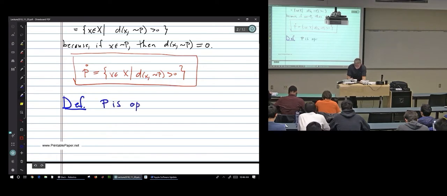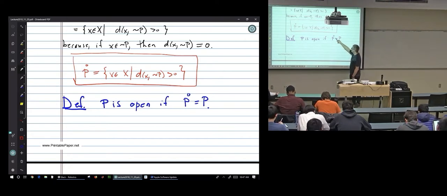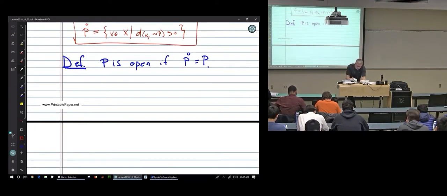P is open if its interior is equal to the whole set. Okay, so that's the definition. A set is open when every one of its points is an interior point. So no boundary points, no boundary points. That's when it's open. So the open ball is open if it doesn't include the boundary points, okay? We haven't defined boundary, but I think you have an intuitive notion.